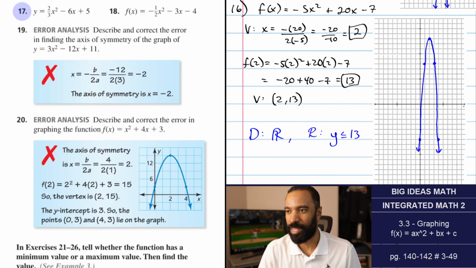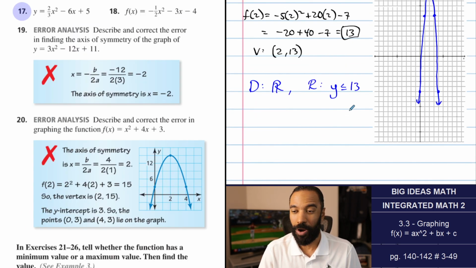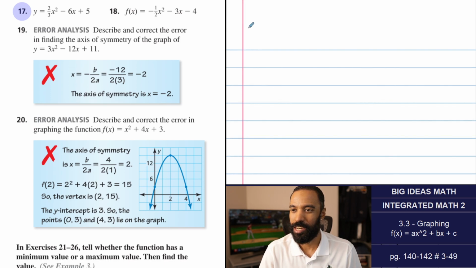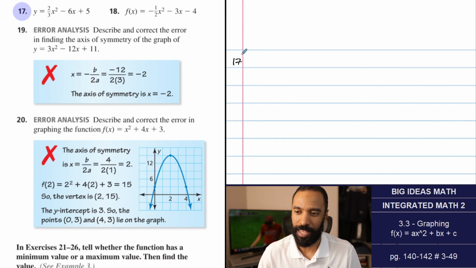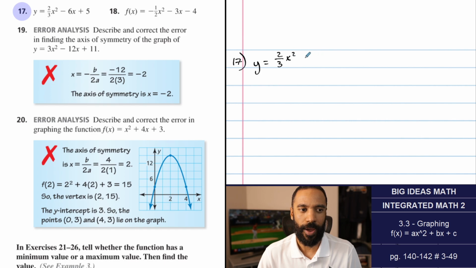17 and 18. Oh, that's what they have. Duh, fractions. Where we might not have to go as tall, we'll see. Numbers 17, 18. Here we go. Y equals, no, not negative, 2/3 x squared minus 6x plus 5.